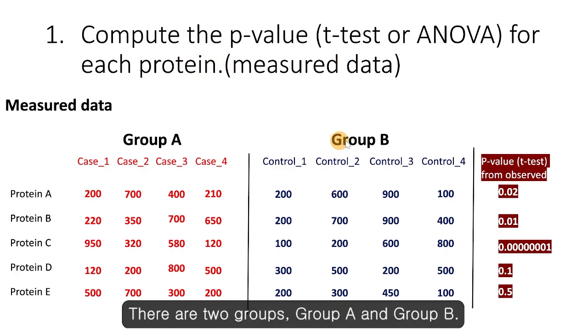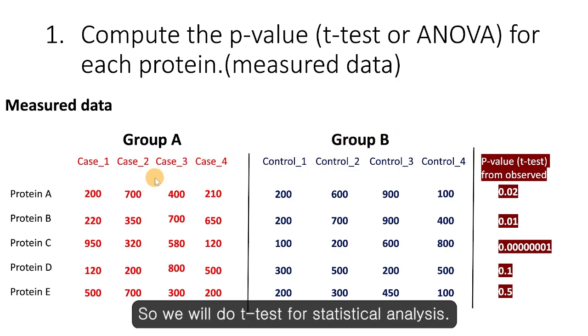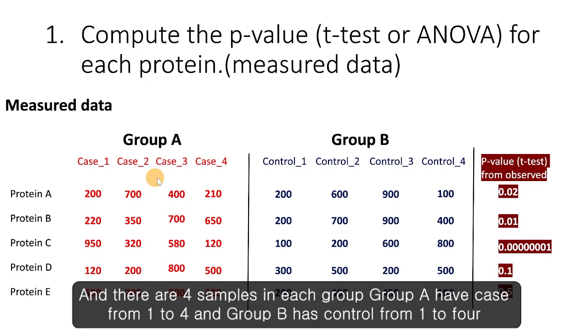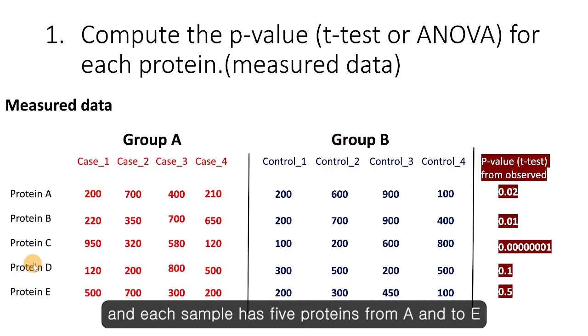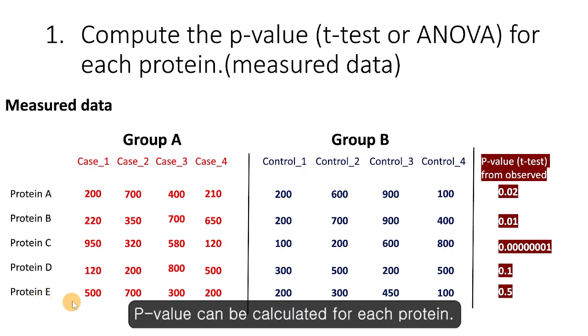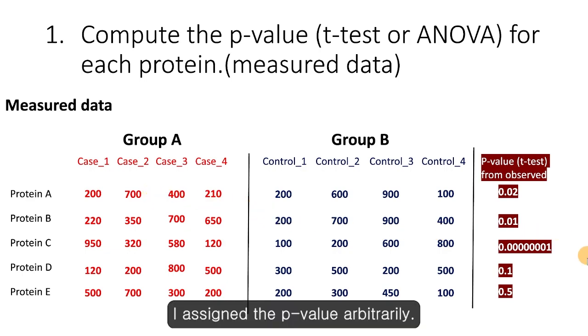There are 2 groups, Group A and Group B. So we will do a t-test for statistical analysis. And there are 4 samples in each group. Group A has case samples 1 to 4 and Group B has control samples 1 to 4. Each sample has 5 proteins, from A to E. P-values can be calculated for each protein. I assign the p-values arbitrarily.